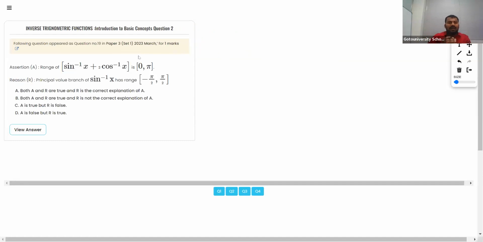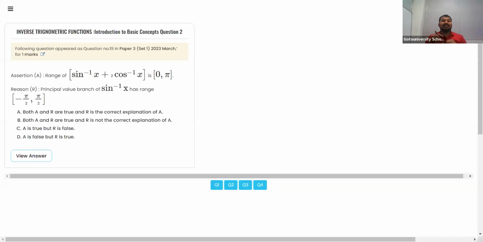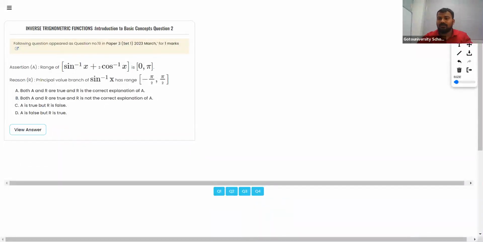Yes, this is a question from, again, March 2023. So yes, question number 19. Yes, it's a recent paper. Question number 19 is nothing but assertion reasoning, so you have to be very careful. Assertion says the range of sine inverse x plus 2 cos inverse x is 0 to pi. And reasoning says the principal value branch of sine inverse x has range minus pi by 2 to pi by 2.